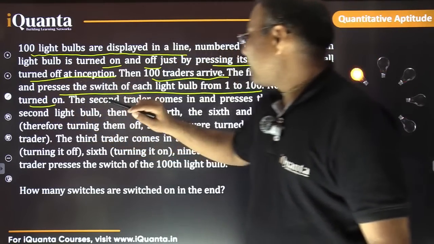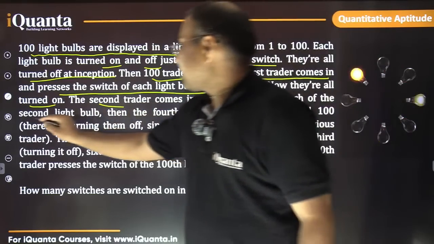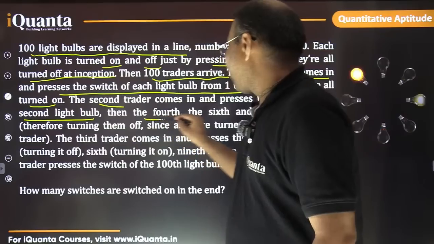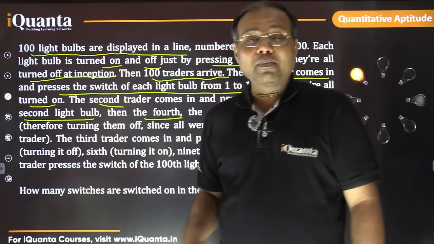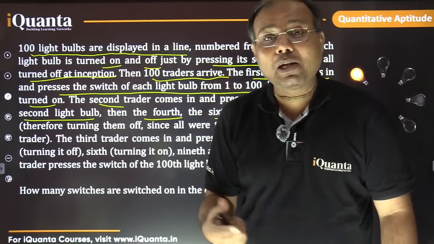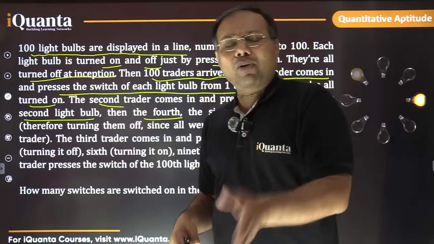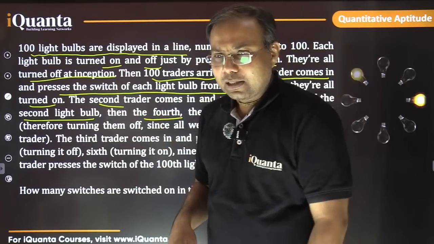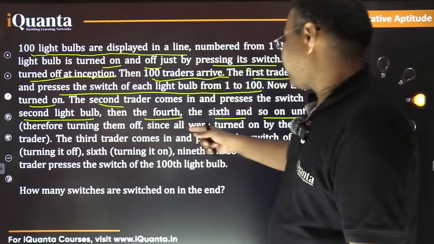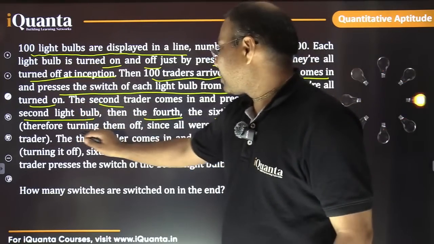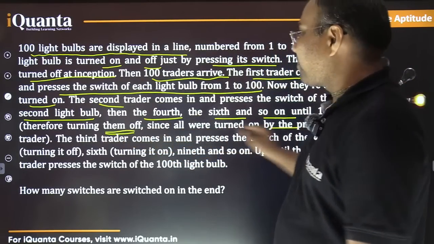It's clearly mentioned here. Now the second trader comes in and presses the switch of the second light bulb, then the fourth, then the sixth, and so on. So basically, the second trader is switching the even number positions, second, fourth, sixth, and so on, right? Initially all were already on, so now they will become off. So basically he's turning them off. Since all were turned on by the previous trader, fine.